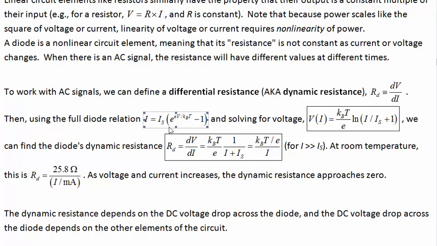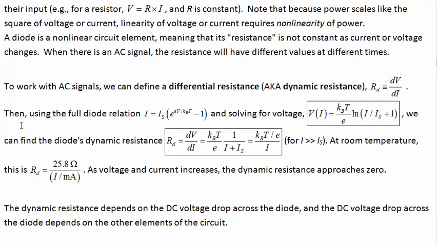From our current equation, solve for voltage, we can take a derivative, remembering to use the chain rule to help get rid of the IS that would have appeared on the top there. And then effectively, since the IS, the saturation current, is usually really small compared to the diode current, the diode resistance is basically kBT over e divided by I, which means the diode resistance decreases with increasing current going through it. The dynamic resistance approaches zero.